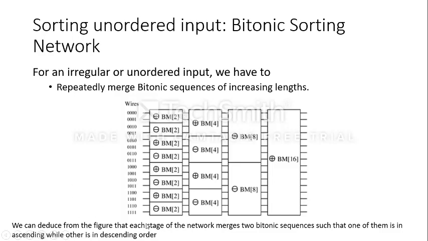So we can deduce from the figure that each stage of the network merges two Bitonic sequences. Each stage is merging two Bitonic sequences, one in ascending order and another in descending order, and converts them into ascending order.